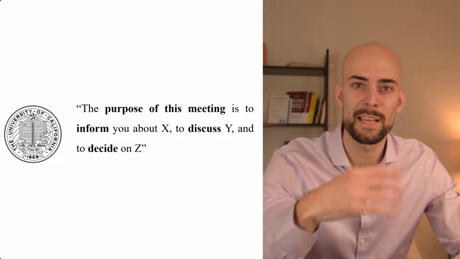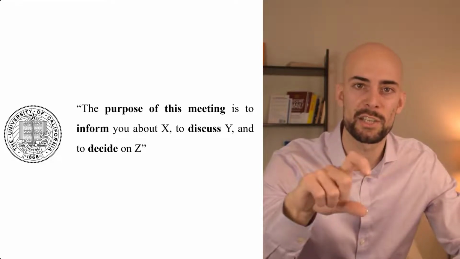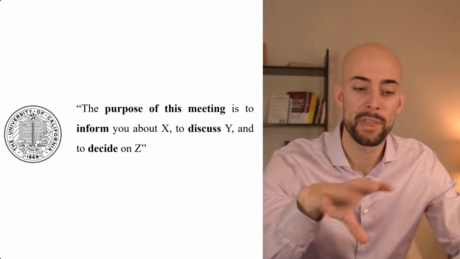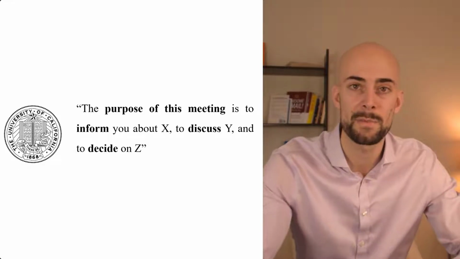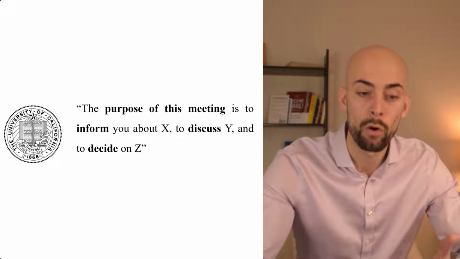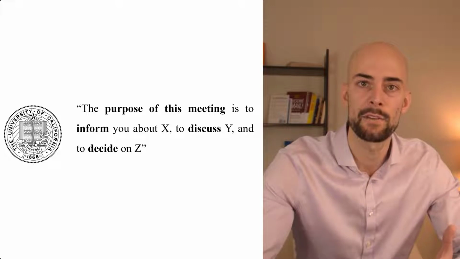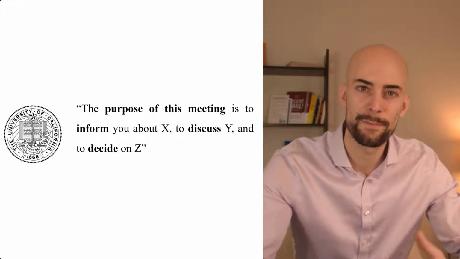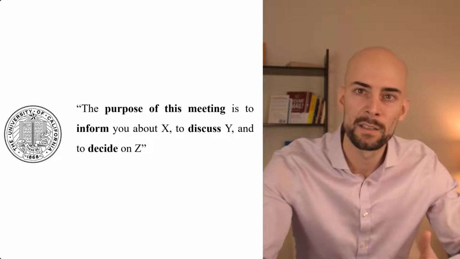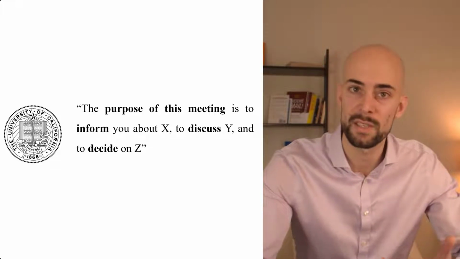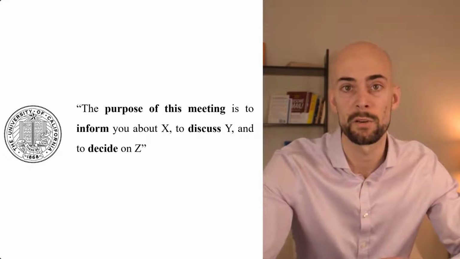It shows these 3 meeting types again: information sharing, discussion, and decision. So they ask everybody to complete this following statement. The purpose of this meeting is to inform you about X, discuss Y, and decide on Z. And this forces you to be really clear on what the things are and whether it's to inform, to discuss, or decide. Which I think is a great example and something you can also apply in your own meetings.